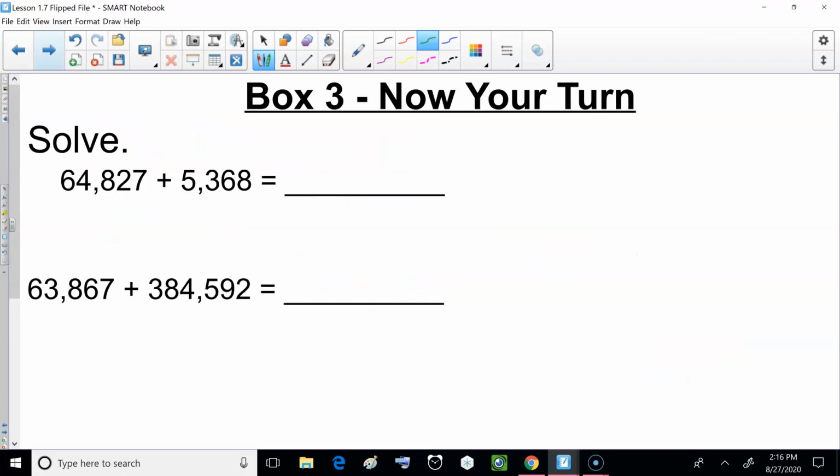Right now it's your turn to solve the following problems. So you'll have two different problems to choose from: 64,827 plus 5,368. We want you to properly align that and add those together. And the next problem, 63,867 plus 384,592. Align those correctly, add those up, and see what you get. So you can pause the video right now, do your work, and put that into your notebook.